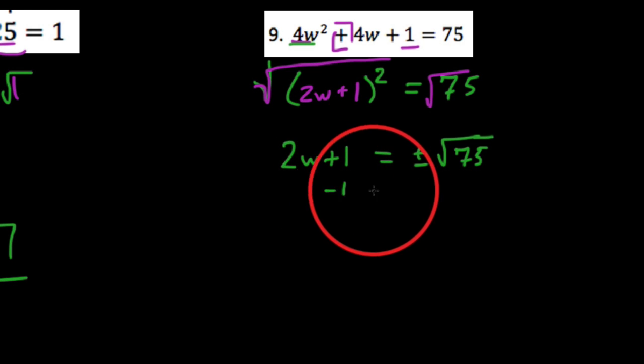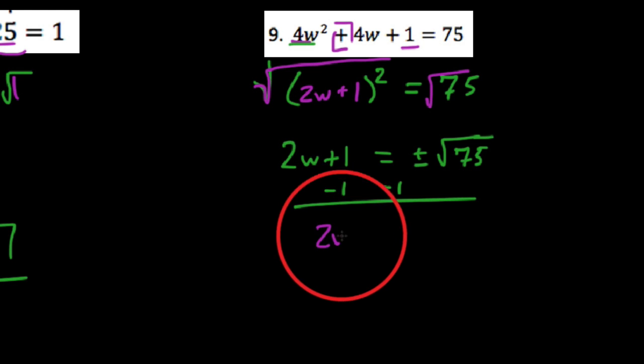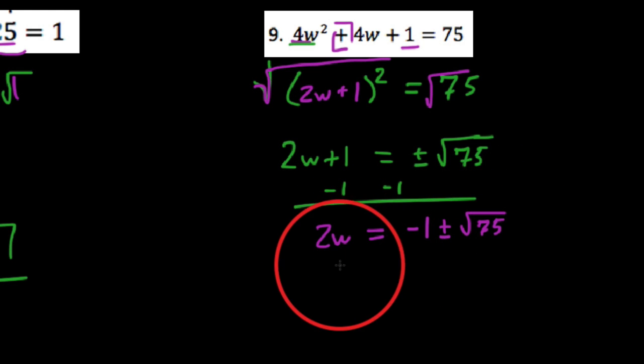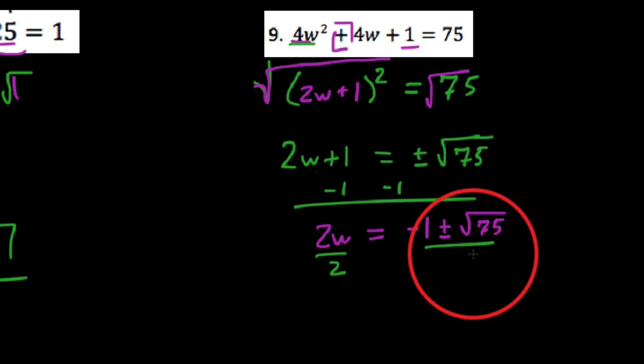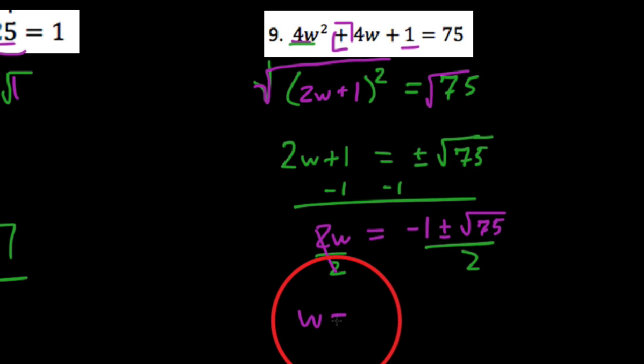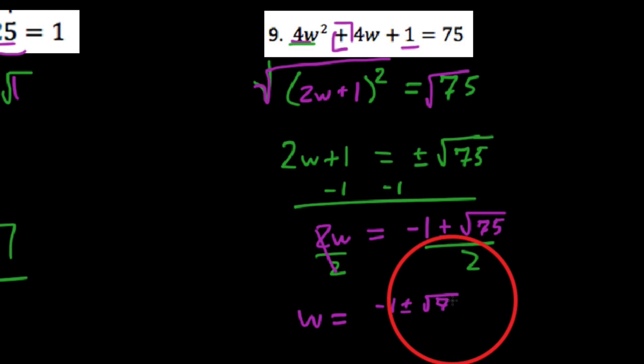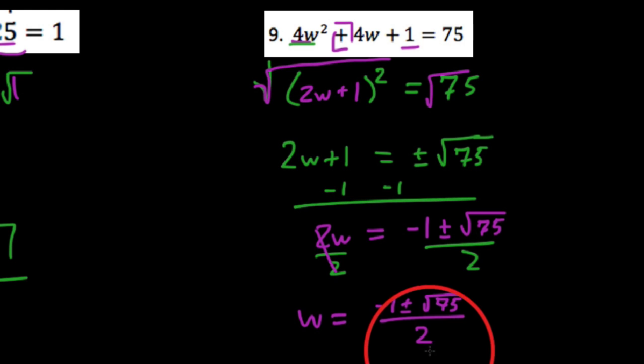I'm going to subtract 1 from both sides. So I would get 2w is equal to negative 1 plus or minus the square root of 75. And I'm also going to divide both sides by 2, which means we have to divide everybody by 2. So we get our two answers here, and they are negative 1 plus the square root of 75 over 2, and negative 1 minus the square root of 75 over 2.